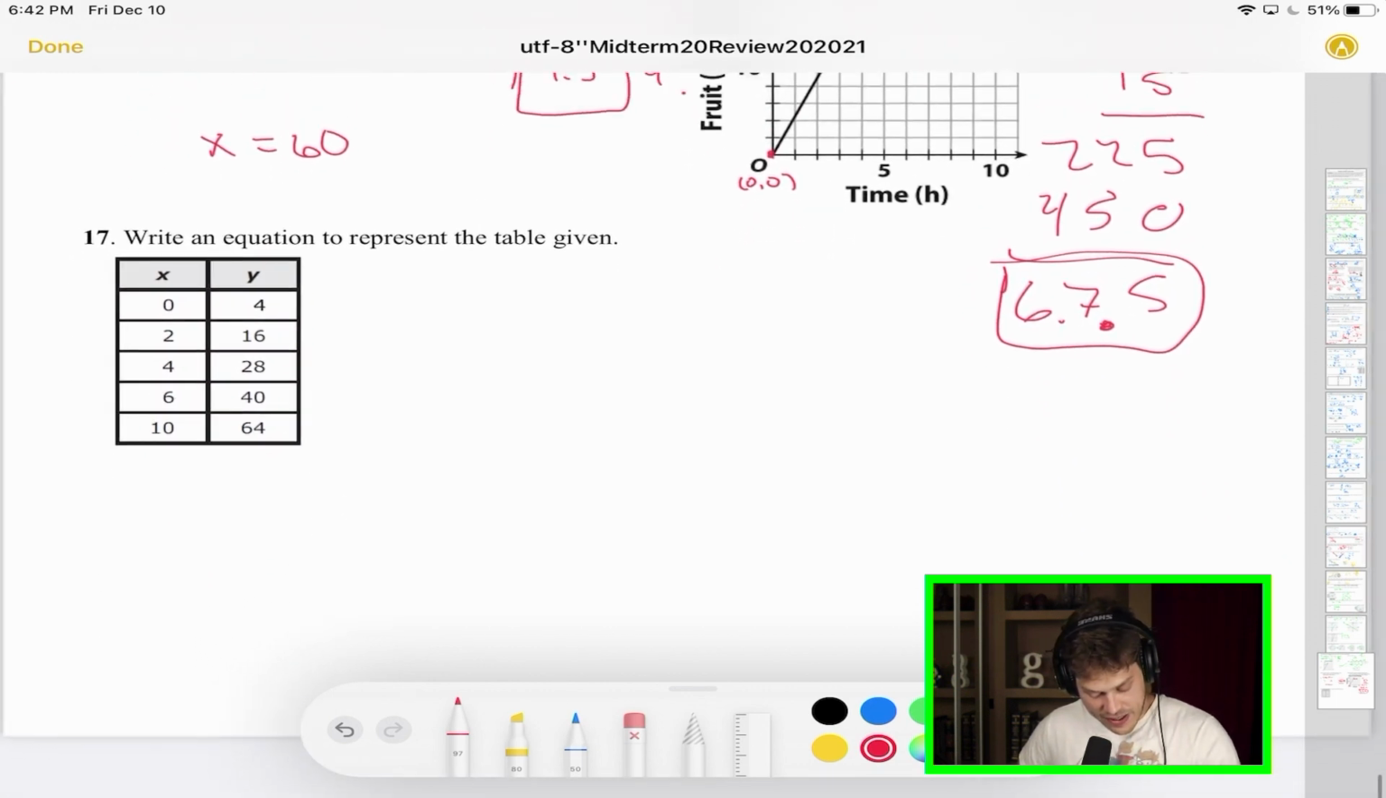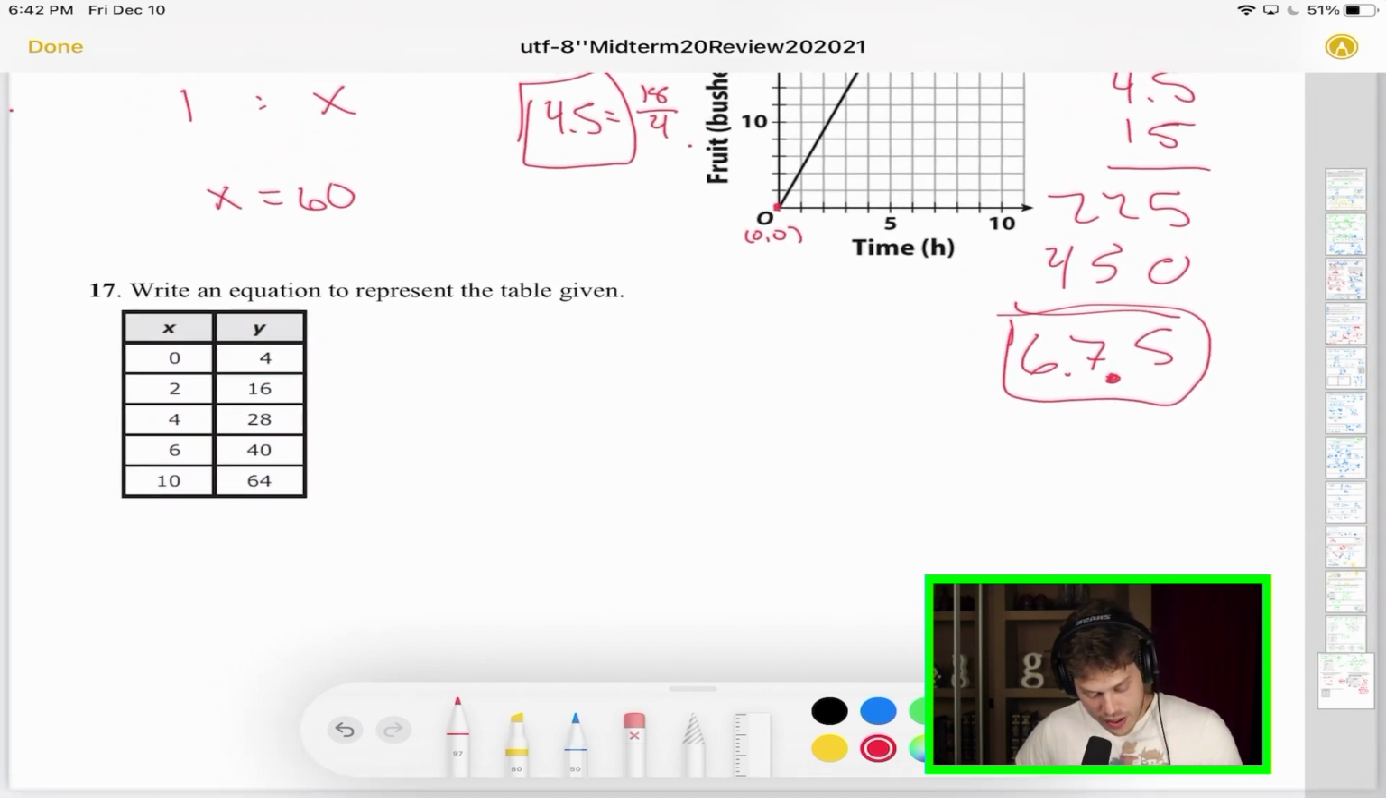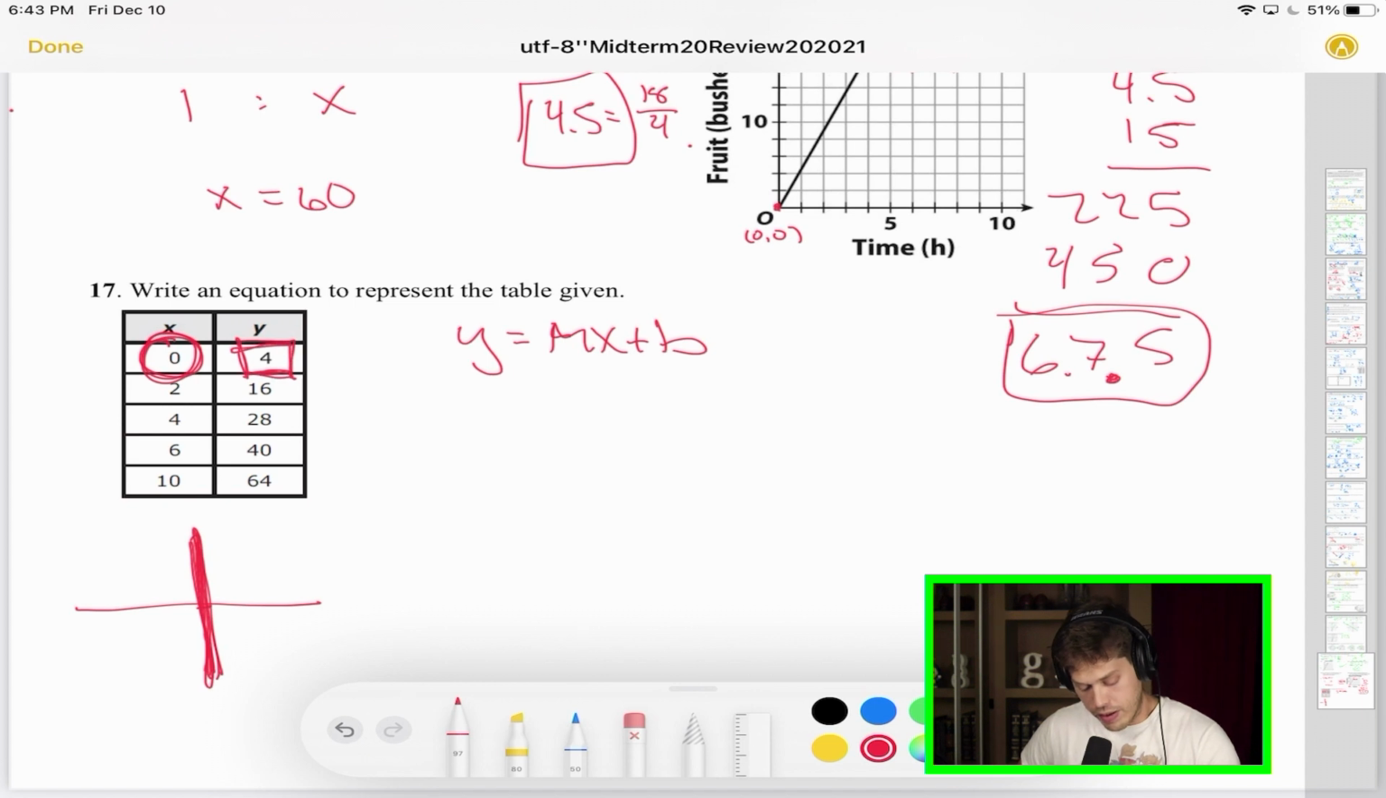Okay, guys, this is the last one. Great job. So write an equation to represent this table. Okay, so again, an equation is y equals mx plus b, where b is your y-intercept. Y-intercept, if we're looking at a graph, just means where it crosses the y-axis. It crosses the y-axis whenever your x value is 0. So here we're given our x as 0. We have our y value is 4. So this 4 here is our y-intercept.